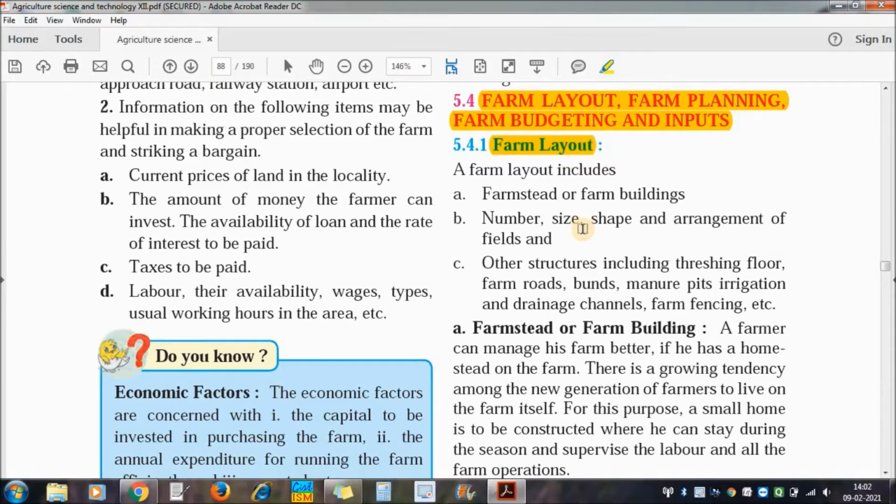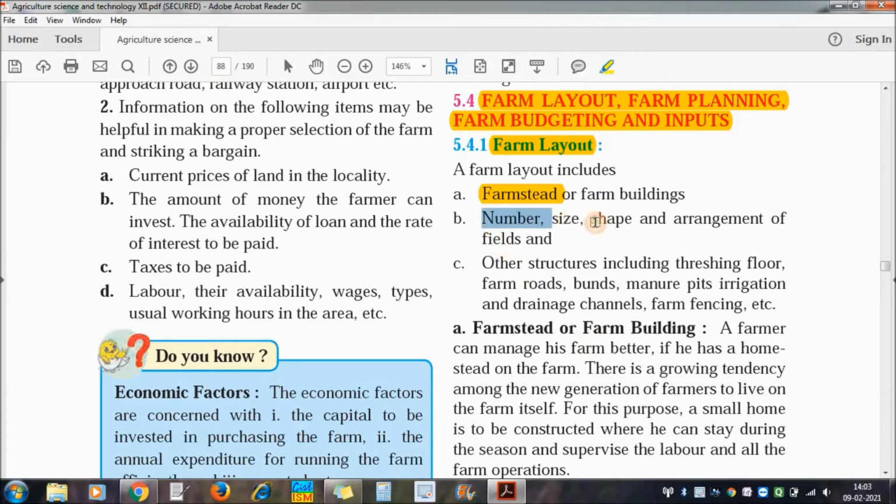Farm layout. In this farm layout, we have to prepare a farm layout for cultivation of various crops, and this layout consists of various other enterprises or other factors. So first it is a farmstead, or these are called farm buildings. Now these farm buildings include different other buildings.